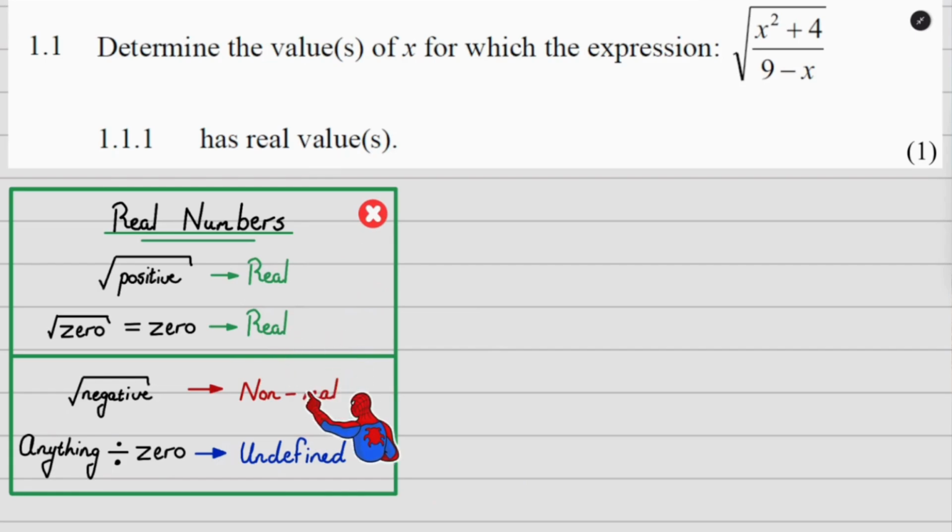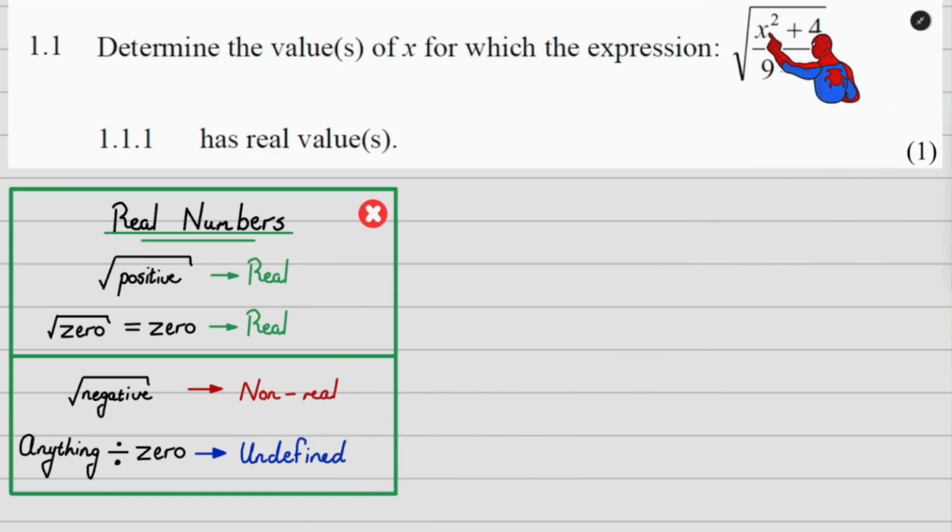And it really helps to see the other side of the coin here. If I square root a negative number, it's going to give me something that's non-real. And anything divided by 0 is undefined, which is also not in the realm of real numbers. So we've got to watch out for these two things.